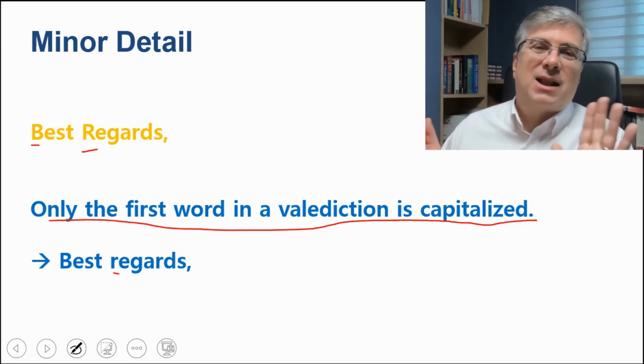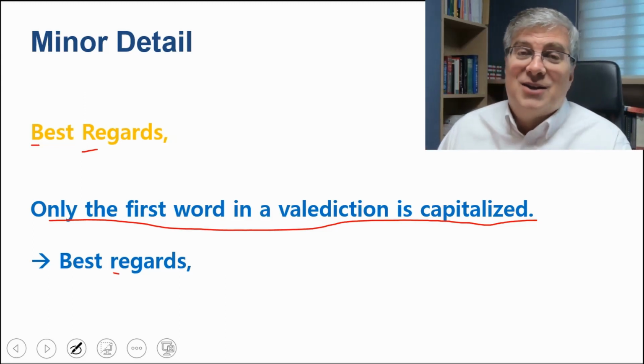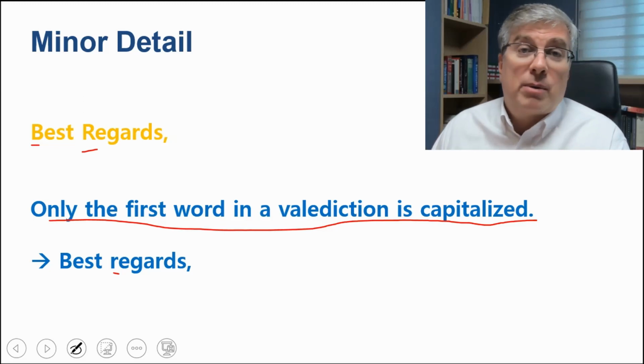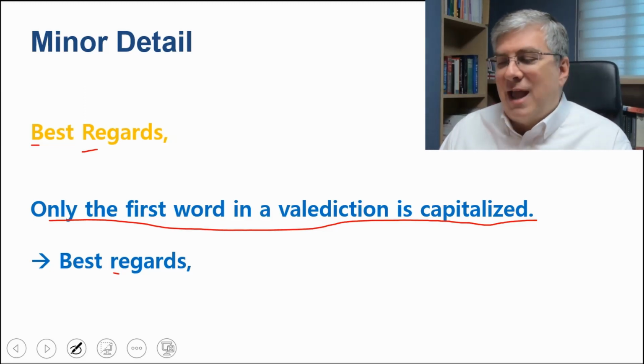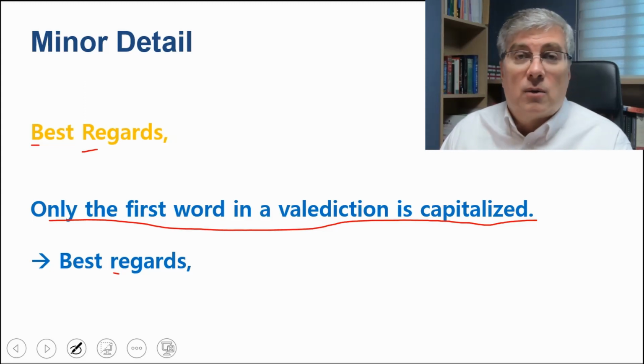Now, again, not a lot of people are going to care about this. Nobody's going to say, oh, that's wrong. They probably won't even notice most of the time. But technically, don't capitalize the second or third or fourth word if you have a longer valediction. Mostly valedictions are just one word or two words. Don't capitalize the second word, only the first word. Okay, good.